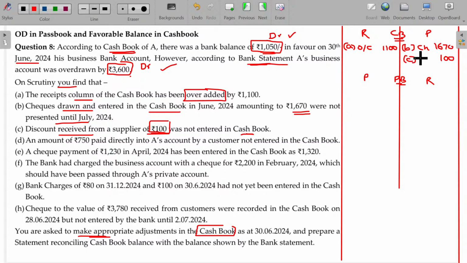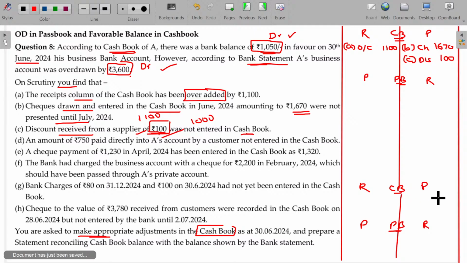C, discount. How this could be? See here, cash book and passbook. Receipts and payment. Probably to a supplier we have to pay 1,100. Yeah, balance 1,000 is real payment. Okay, real payment. In your cash book, in the payment side, you have shown this as 1,100. For whom? Payment to the creditors. In passbook, the payment to the creditors being only 1,000 rupees.